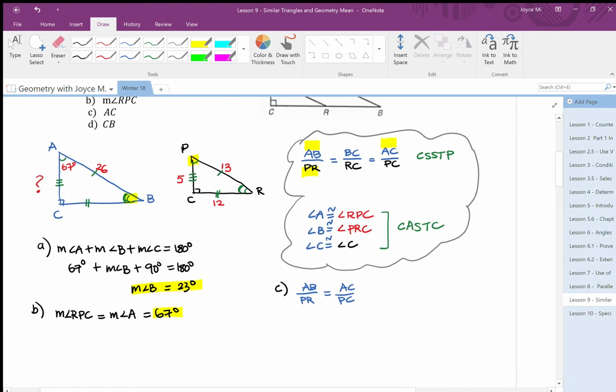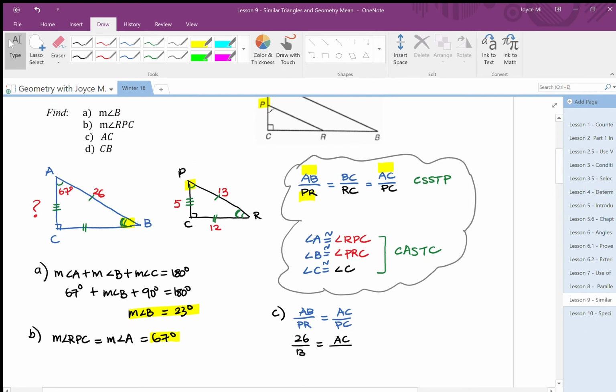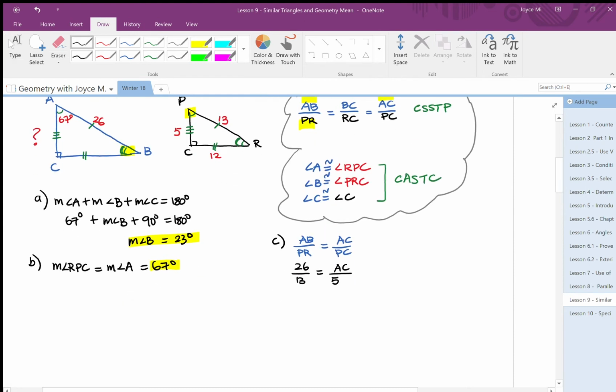Now, I'm just substituting things that I know in. AB is 26, it's given to me. PR was 13. And I have AC, which is what I don't know, over PC. PC was given to me as well. PC is 5. Now I can cross multiply, which in this class we call mean extreme product. So I'll say 13 times AC is equal to 26 times 5.